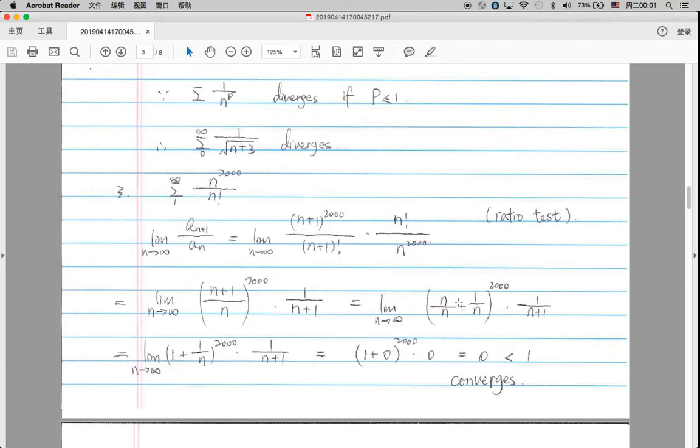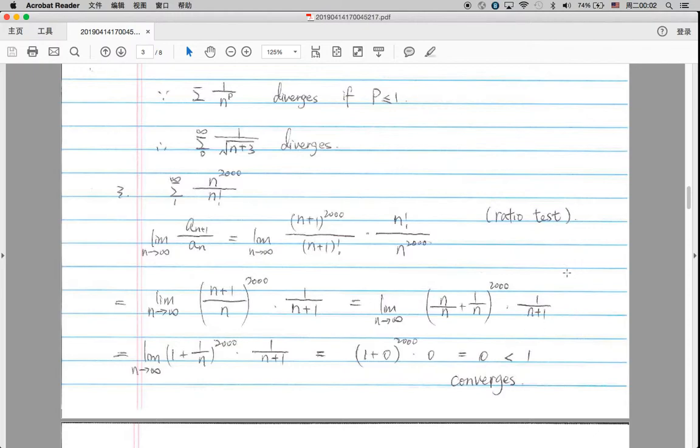You can pause the video and do it by yourself, and see if you can get the same result. So for our final solution, when we plug in n approaching infinity, we get 1 plus 0 to the power of 2000. So basically this becomes 1. And then since it's 1 over infinity, this term becomes 0. So as a result, the final limit of the ratio test is actually 0.